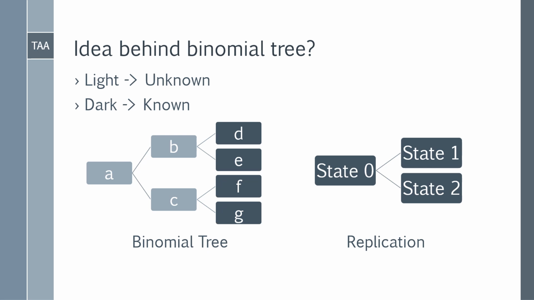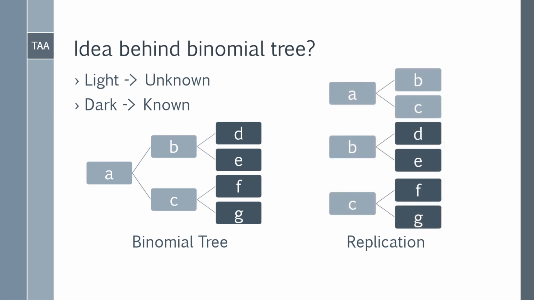Since we know the end of the tree, we know D, E, F, and G. This is when, for example, a European call option could be exercised at maturity date, and we'd know the exact value.